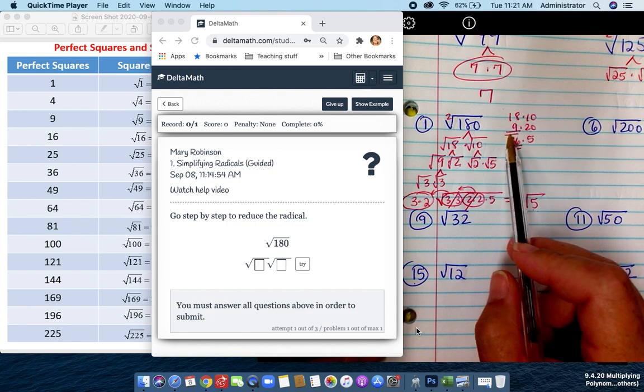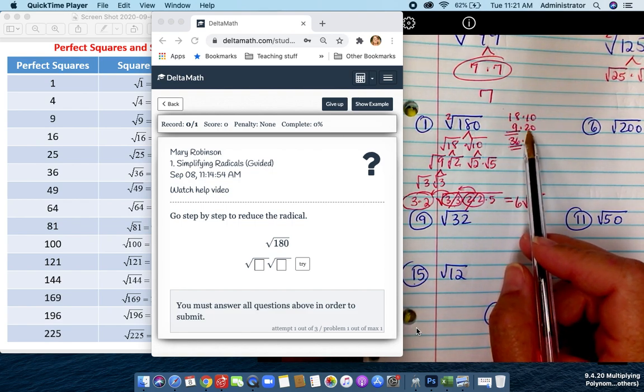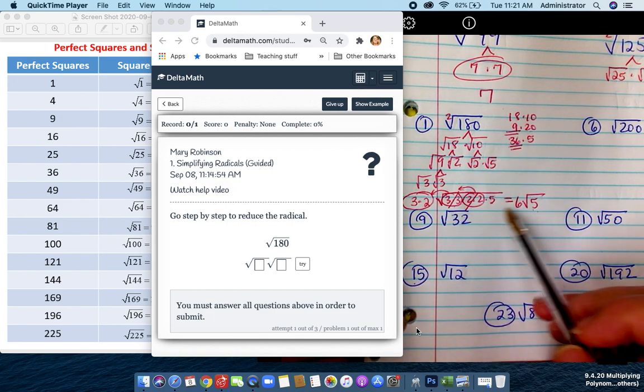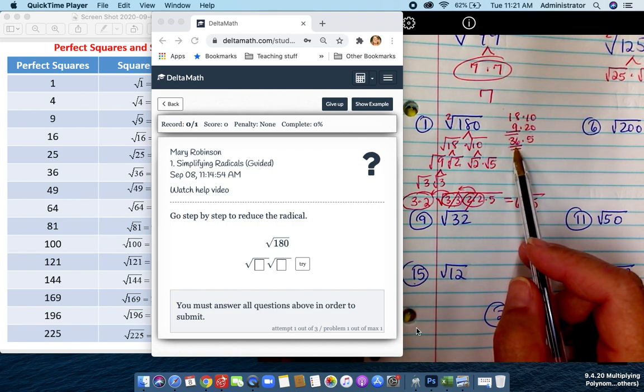Well, I could have started with 9 and 20, but then that 20 would need to be broken down into 4 and 5, and that 4 broken down to 2 and 2. So the shortcut really is to try to find the factor that is the largest perfect square factor.